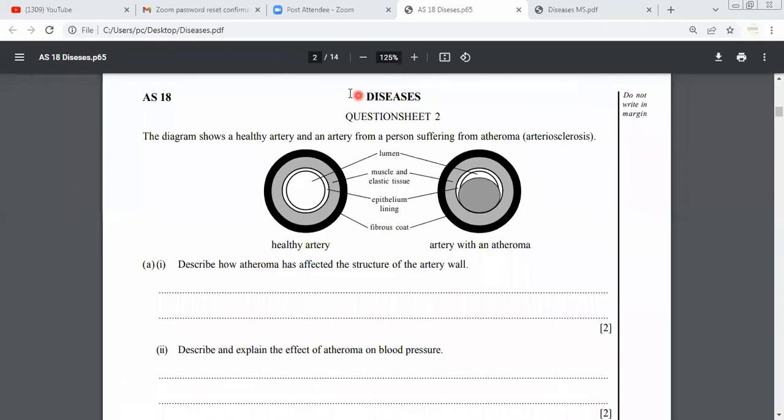Now another question related to the heart disease. The diagram shows the healthy artery and an artery from the person suffering from arteriosclerosis atheroma.